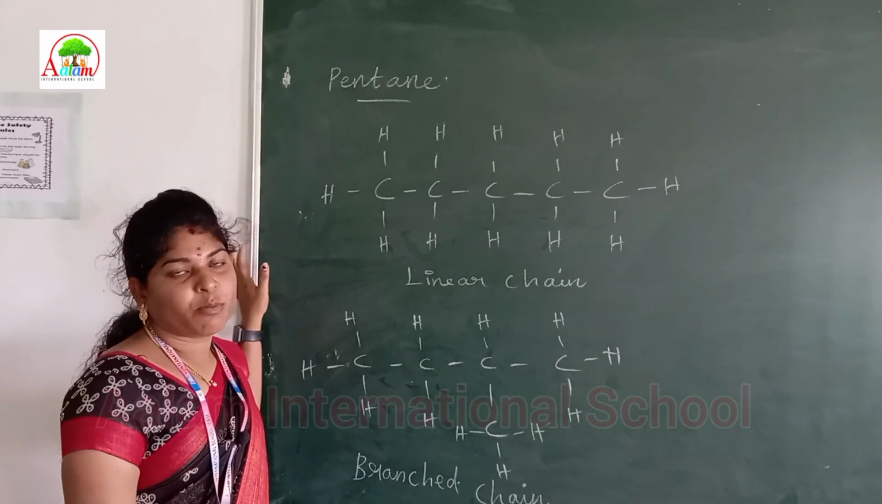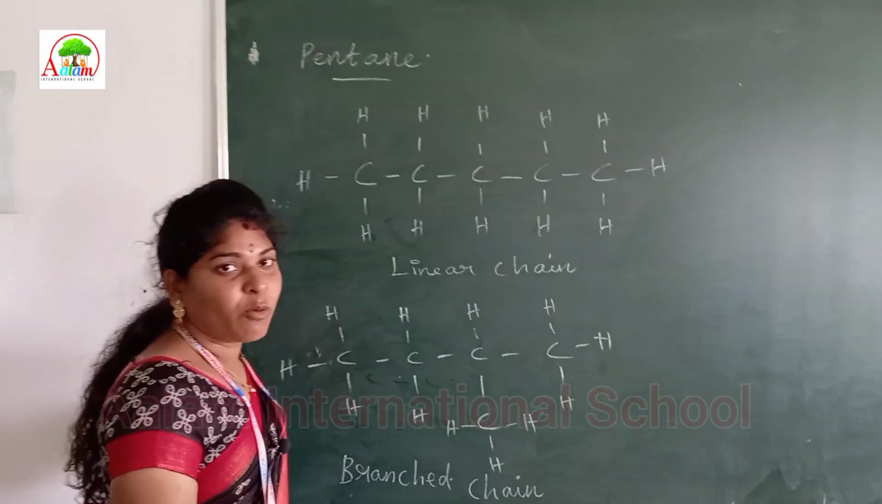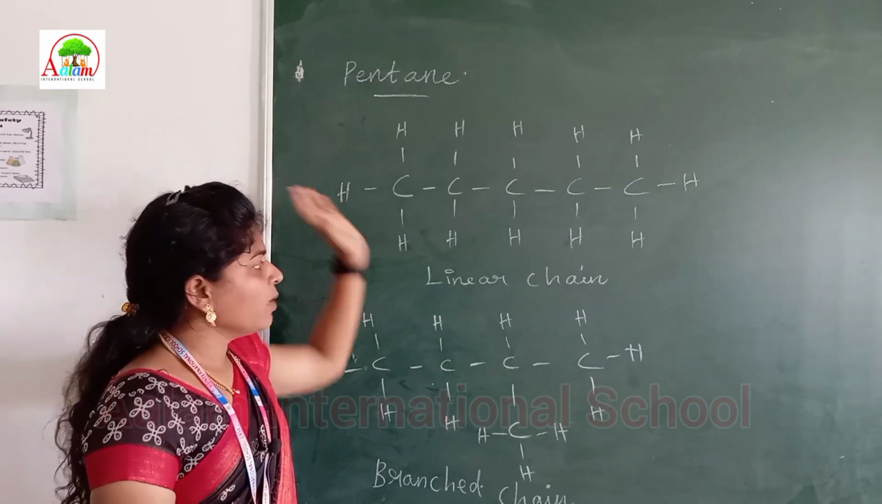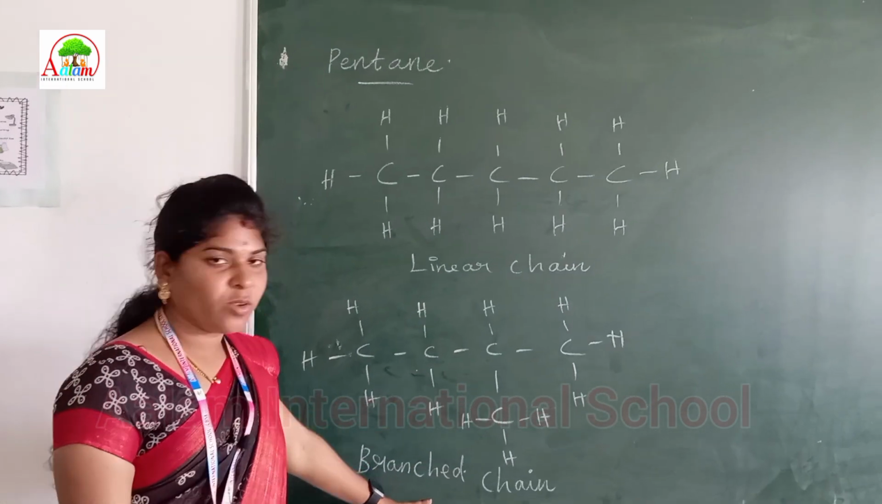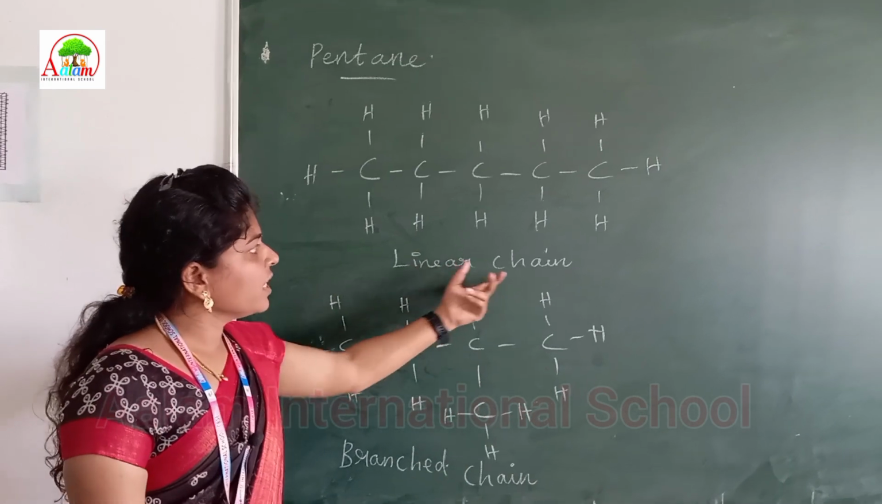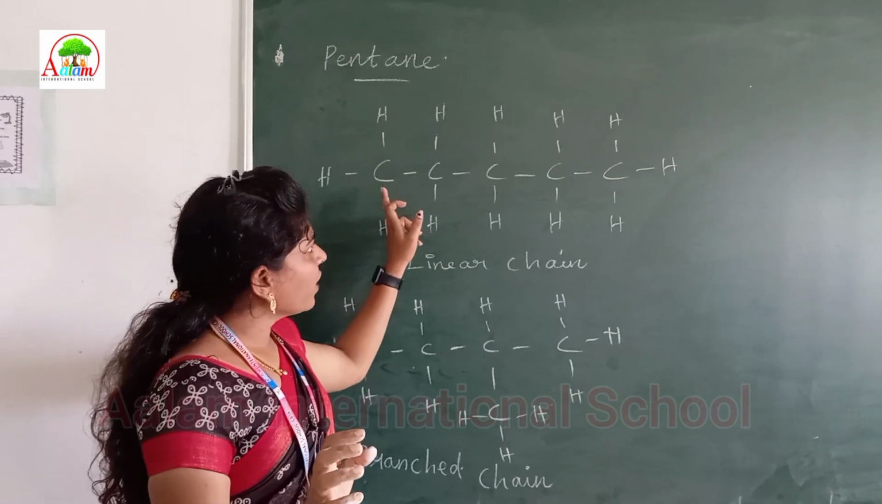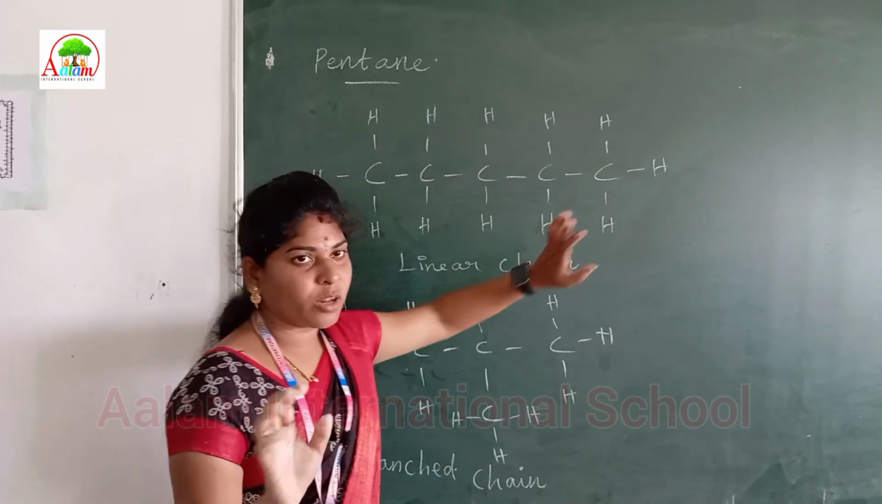In the previous video we discussed structural isomerism, and I gave you one homework question: pentane, in both linear chain and branched chain. First, the linear chain. Pent in the sense of 5 carbon. So here I have given 5 carbons: 1, 2, 3, 4, 5.